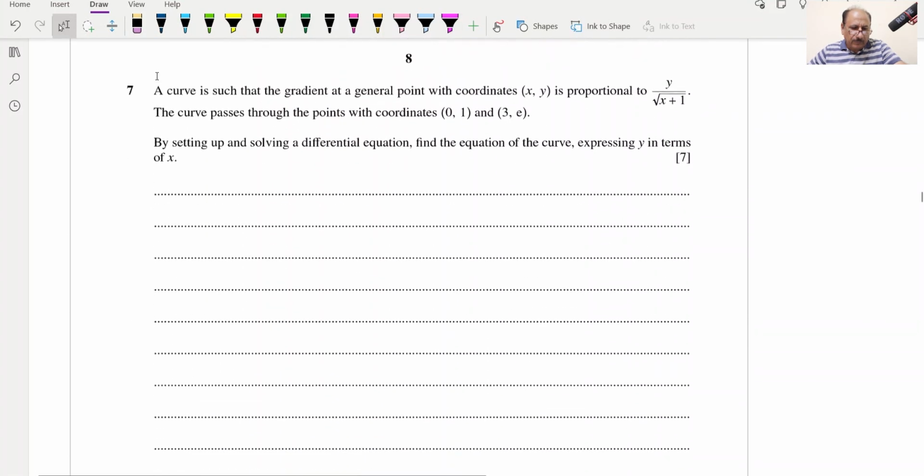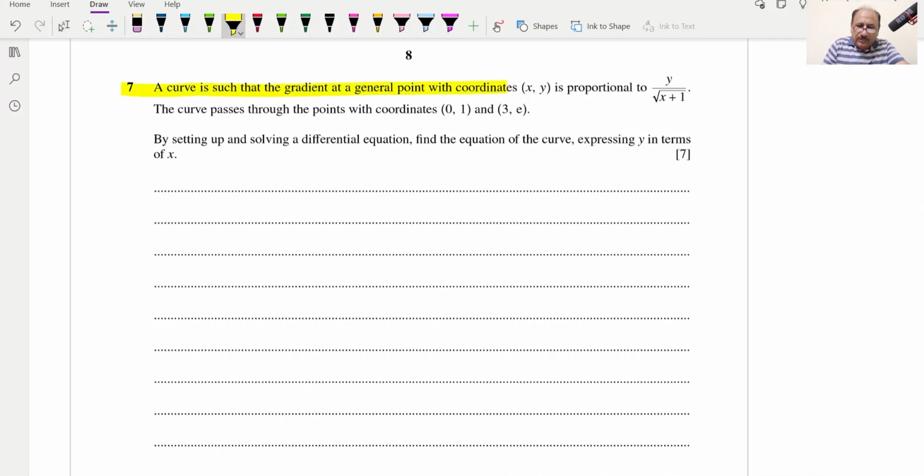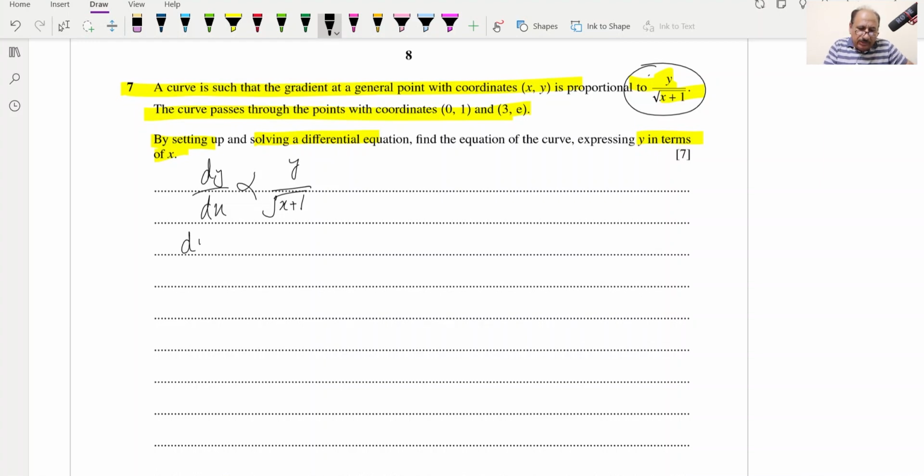Question 7 says, a curve is such that the gradient at a general point with coordinates x, y is proportional to y over the square root of x plus 1. The curve passes through the points 0, 1 and 3, e. By setting up and solving the differential equation, find the equation of the curve, expressing y in terms of x. So the gradient is proportional to this, so we can write dy over dx is proportional to y over square root of x plus 1, and we can change the proportionality sign into equality. So dy over dx will be equal to k, the proportionality constant, times y over under root of x plus 1.